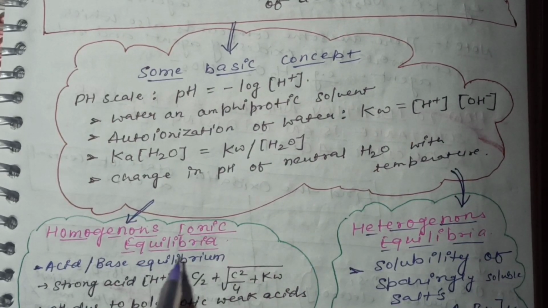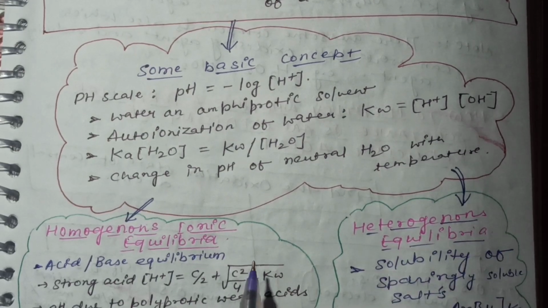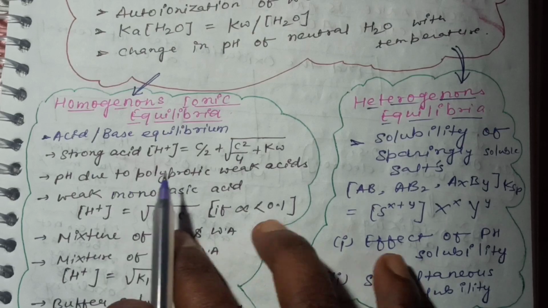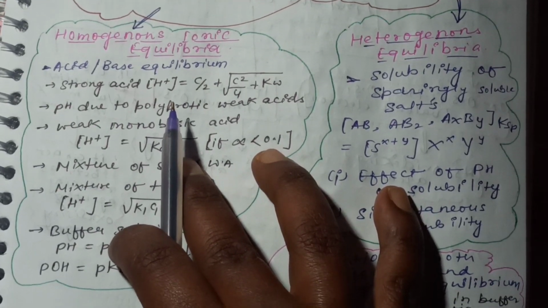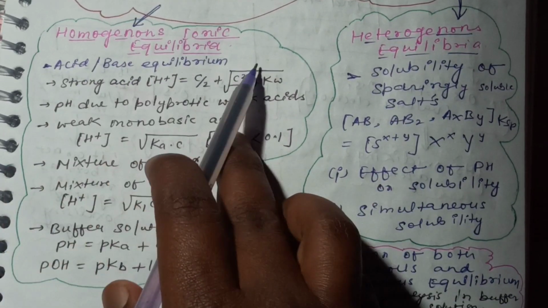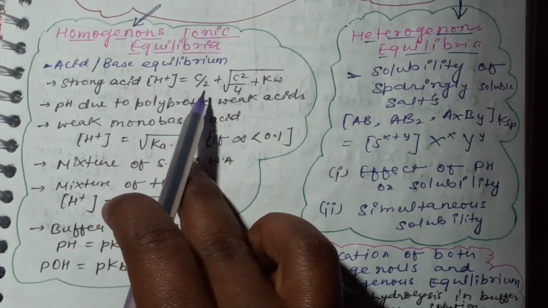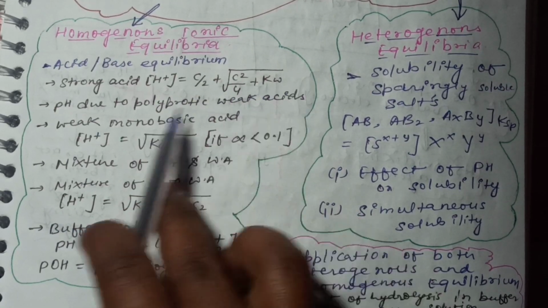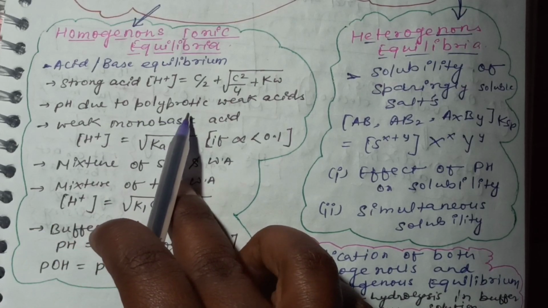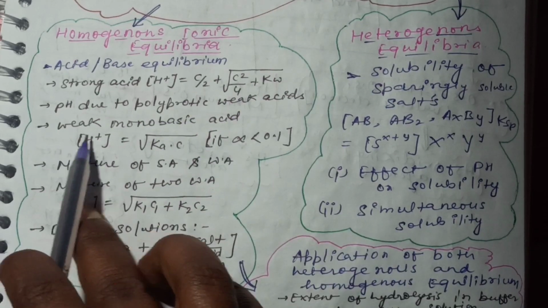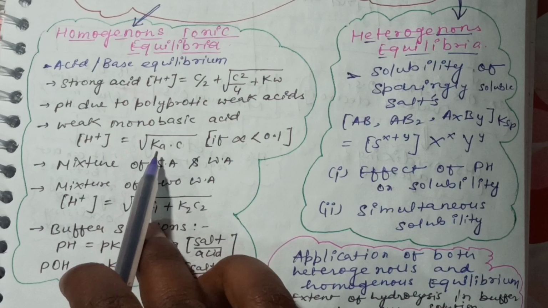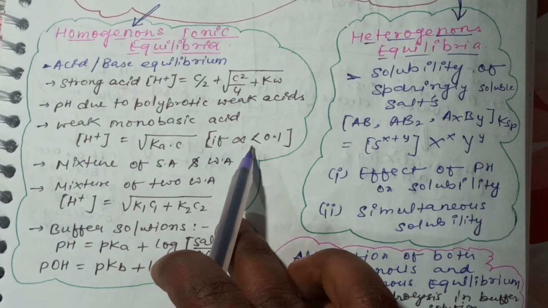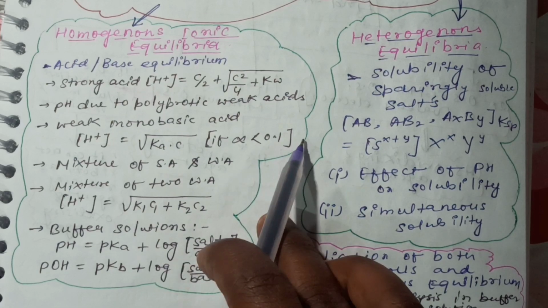Homogeneous ionic equilibria, heterogeneous equilibria. Now, acid base equilibrium. A strong acid: [H+] is equal to C upon 2 plus under root C square upon 4 plus Kw. pH due to the polyprotic weak acid. Weak monobasic acid: [H+] is equal to under root K times C, if alpha is smaller than 0.1.